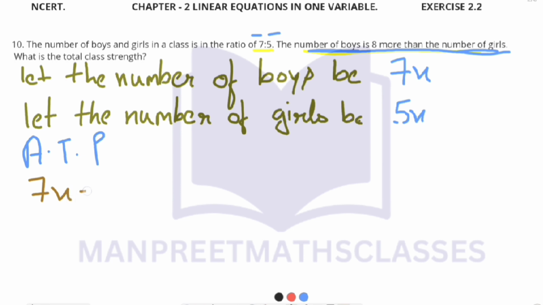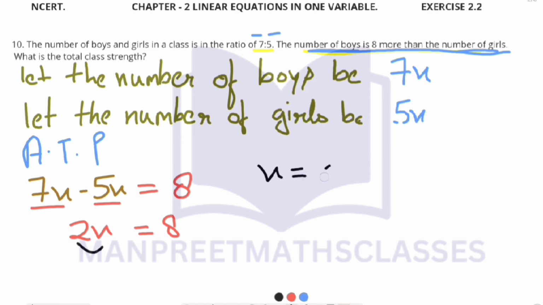So 7x minus 5x is equal to 8. Now 7 minus 5, 2x is equal to 8. x is in multiplication, so it will go in division. So x is equal to 8 upon 2. Now we'll divide it. 2 1s are 2, 2 4s are 8. So the value of x is 4 here.